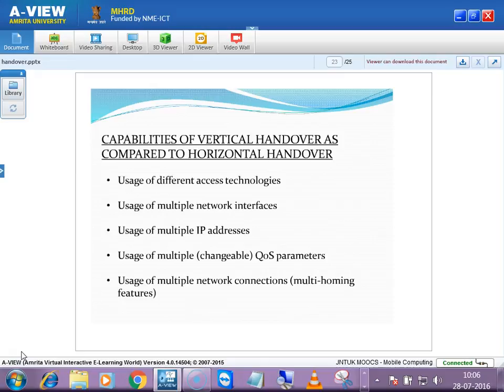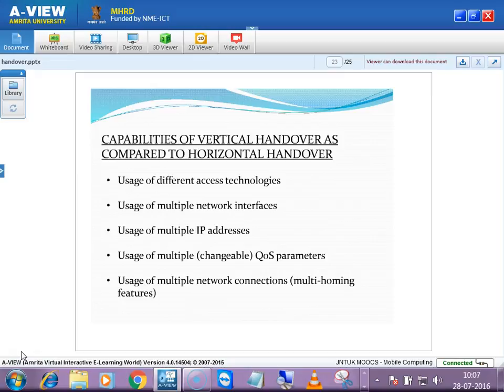Capabilities of vertical handover compared with horizontal handover. So what are the capabilities? Since it is capable of accessing different networks; horizontal handover can't access different networks. It only hands off within the same network, right? So vertical handover has these many capabilities when compared to horizontal handover.